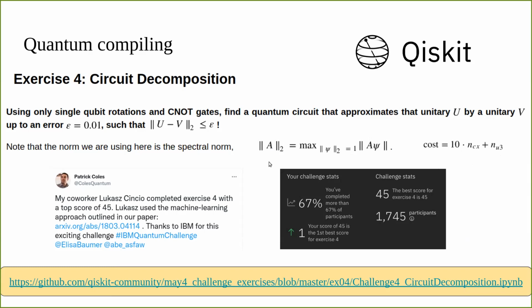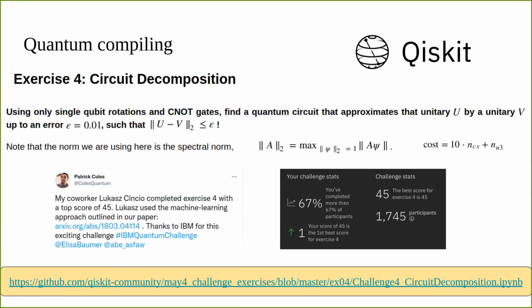They did that by an approach that's described here, which used a machine learning approach to compiling at this reference. And this bottom link here is a link to the GitHub repository for the Qiskit challenge that I took the screenshot of this from. So you can check that out if you're interested.